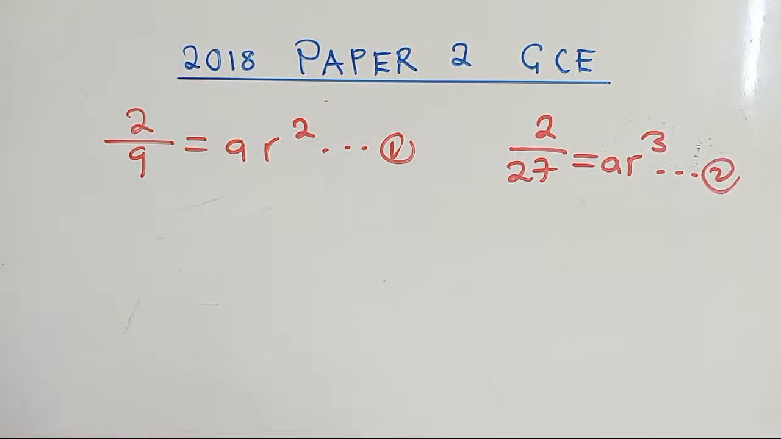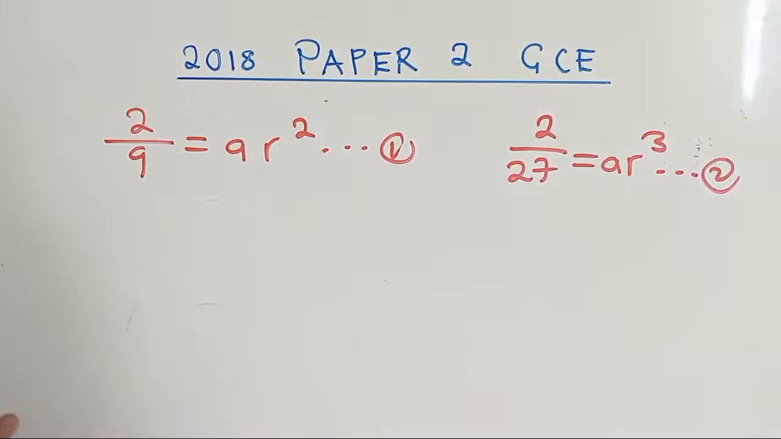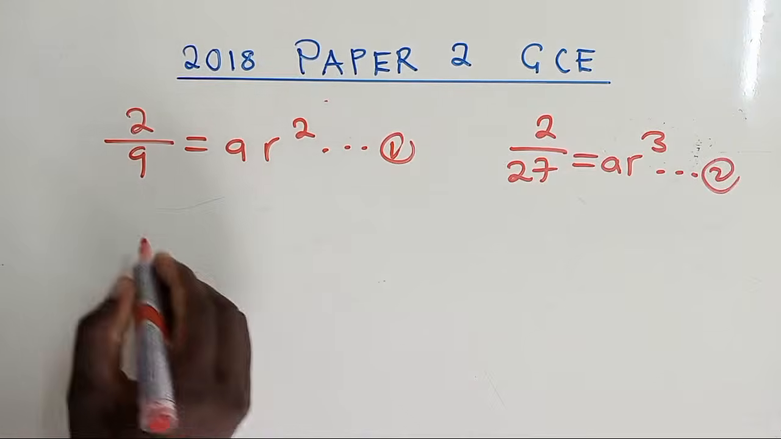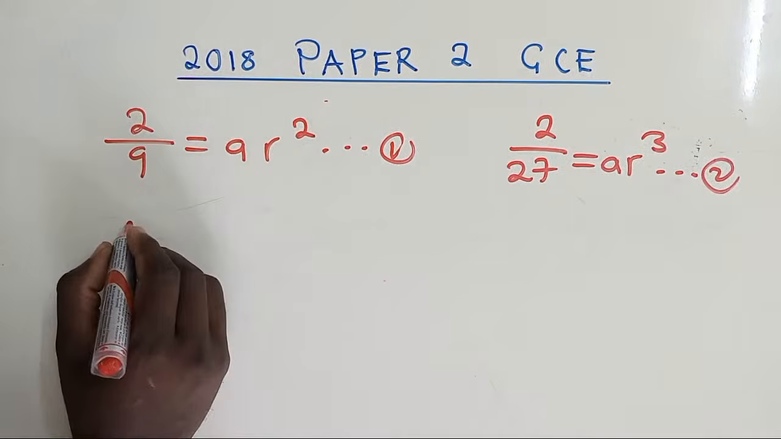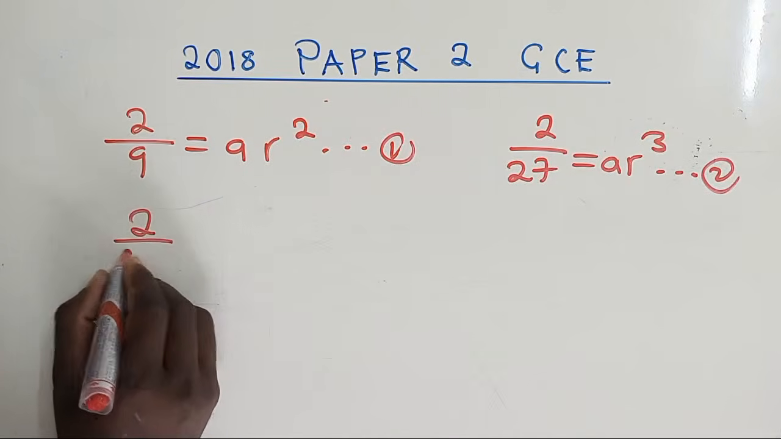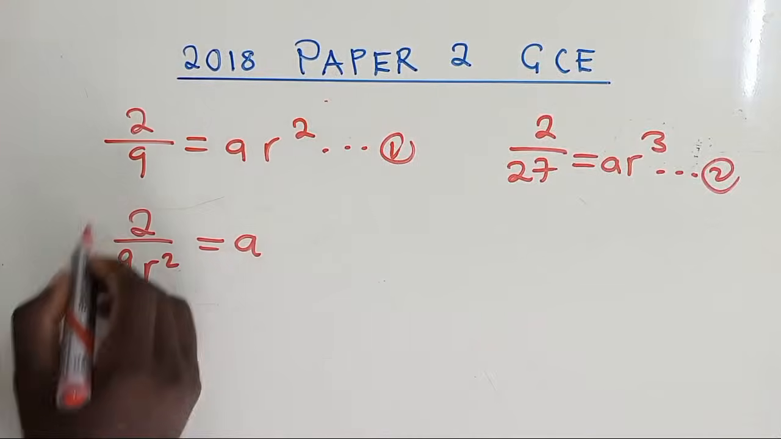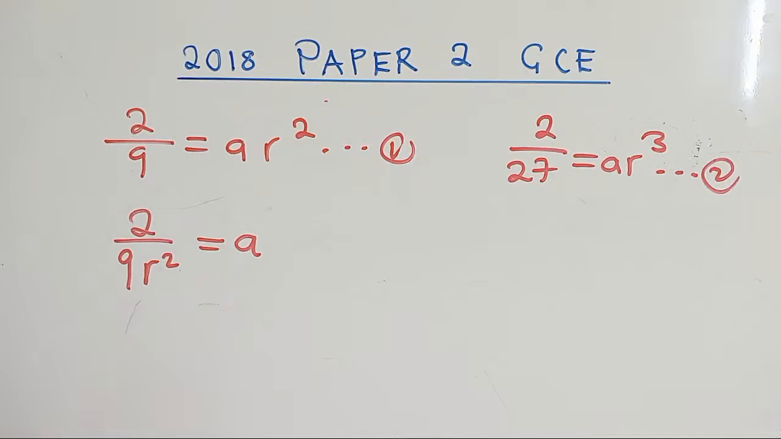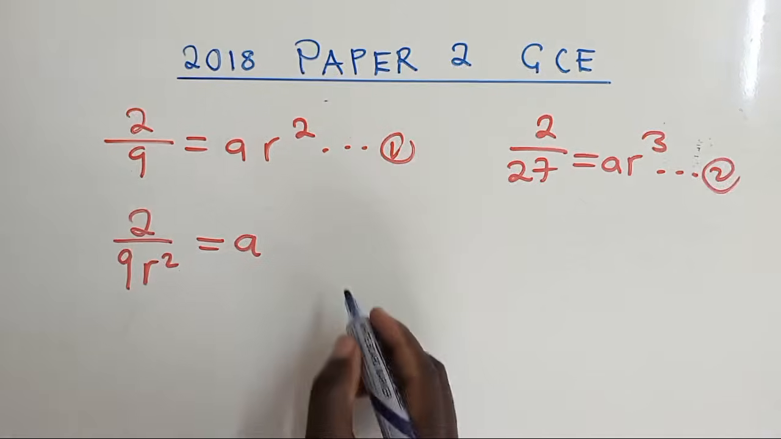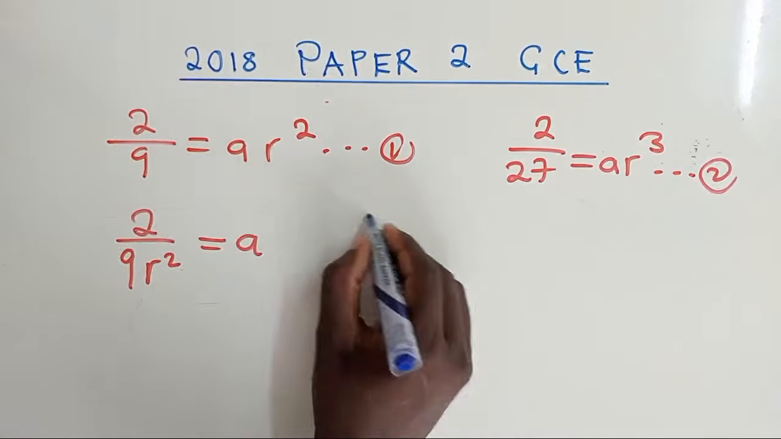So for this one, you can move with this one or this one, but I'll move with this one. I'll make a the subject of the formula. When I make a the subject of the formula, I shall have 2 over 9 r power 2 is equal to a. Let me show you what I've done here. What I've done to make a the subject of the formula is just to cross multiply.